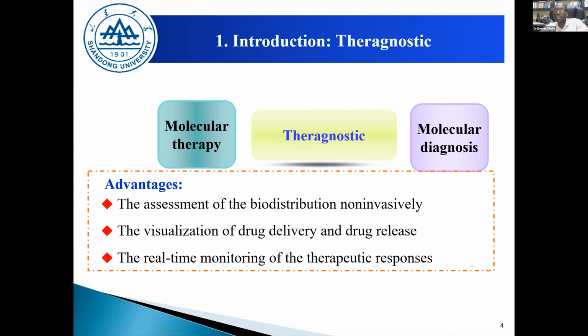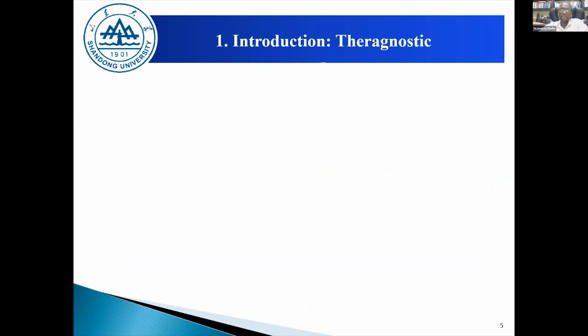But then for this system that we created, what were the benefits of having a diagnostic system? One is that one would be able to assess biodistribution without having to invade the body. Secondly, you'll be able to see drug delivery as well as drug release. And lastly, real-time monitoring of therapeutic response, right? So again, this is critical for early diagnosis and individualized therapy if we were to win in cancer healing.